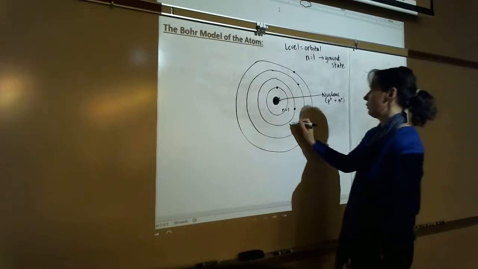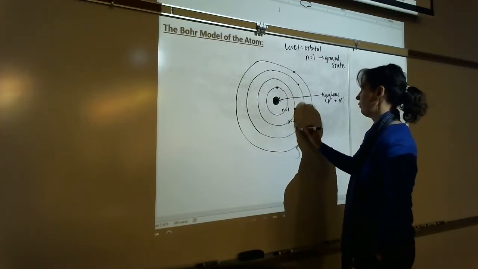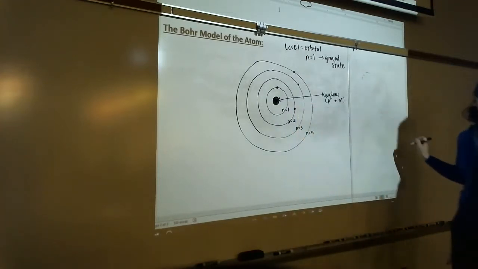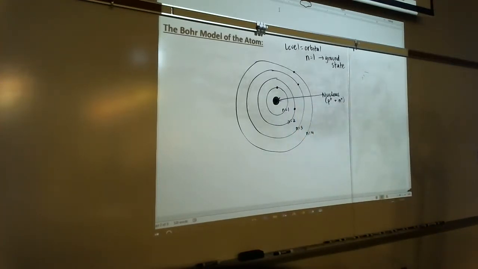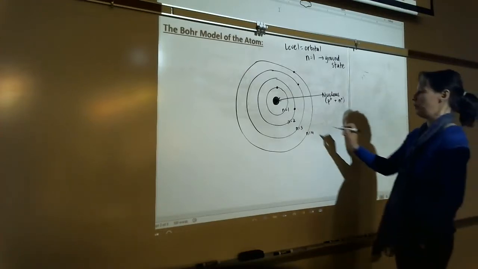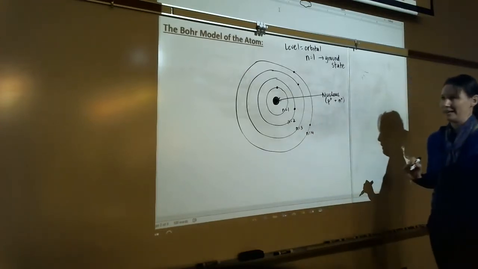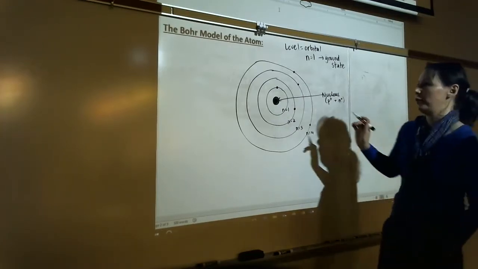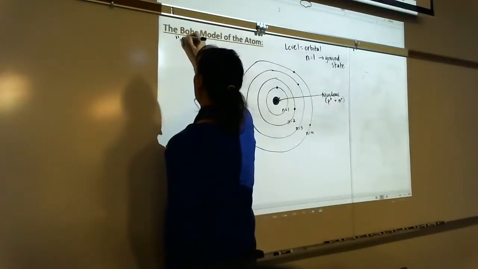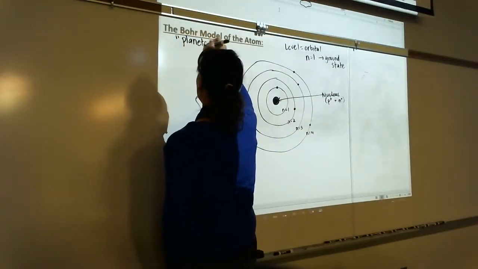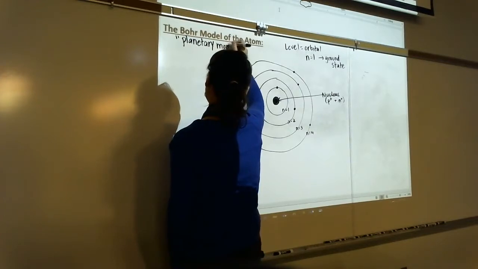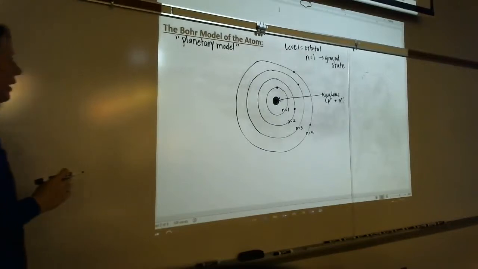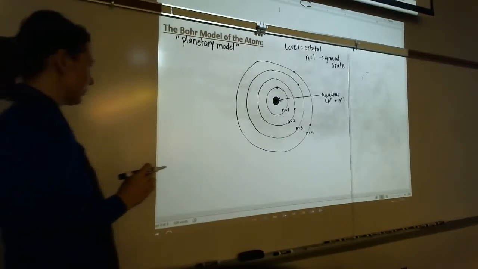Then the next one will be n equals 2, the next level will be n equals 3, the next level will be n equals 4, et cetera. So each energy level you go out just has a higher value of n going out and out. They're nice little circles. You might have heard it called in high school the planetary model. Even though the planets orbit the sun in ellipses, not circles, that's beside the point.